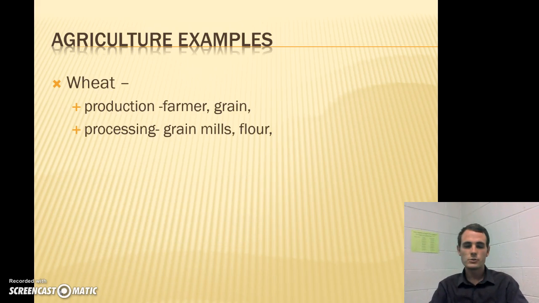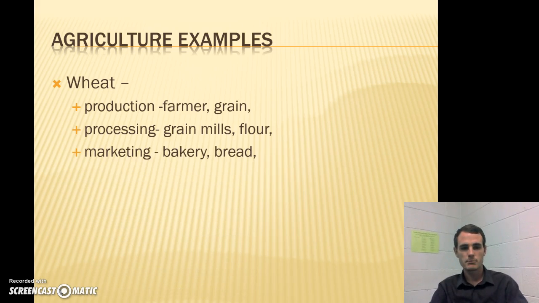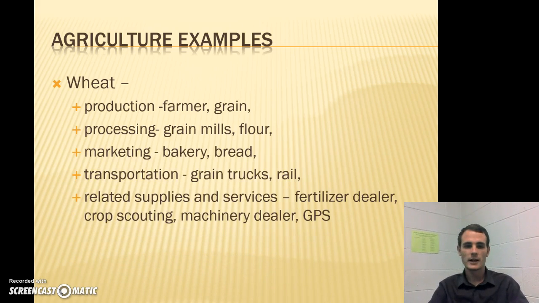All right. Also with wheat production, the same principles apply. The production, processing, marketing, transportation, and related supplies and services. So the wheat, there's the farmer, there's the harvest of the grain, there's the processing. It's going to end up at a grain mill, these giant silos. And then it's going to be processed into flour, which then is going to make bread. Marketing, you got the bakery that's going to sell that bread, or cook it and bake it and make it into this special type of bread. There's transportation, so there's big grain trucks like 18-wheelers, and there's also trains that are going to haul that grain as well to get where it needs to go.